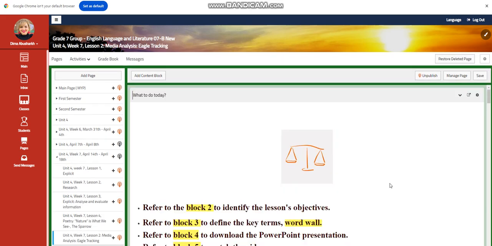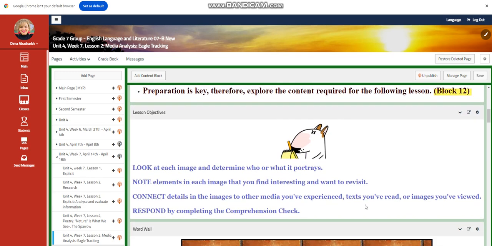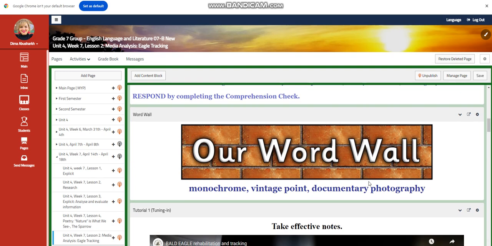Lesson 5 is going to be a media analysis. You're going to look at images and determine who or what is portrayed. You're going to note the elements of each image and find what is interesting and what you would like to revisit. You're going to connect the details in the images to other media you've experienced, texts you've read, or images you've viewed. You're going to respond by completing the comprehension check. Our word wall includes monochrome, vantage point, documentary, photography.